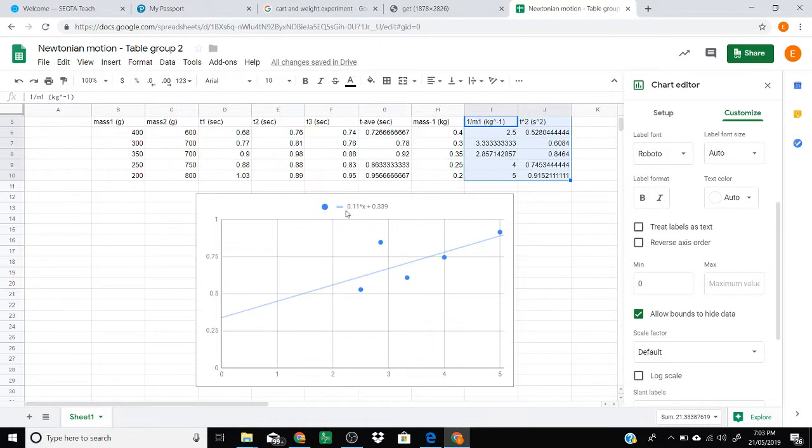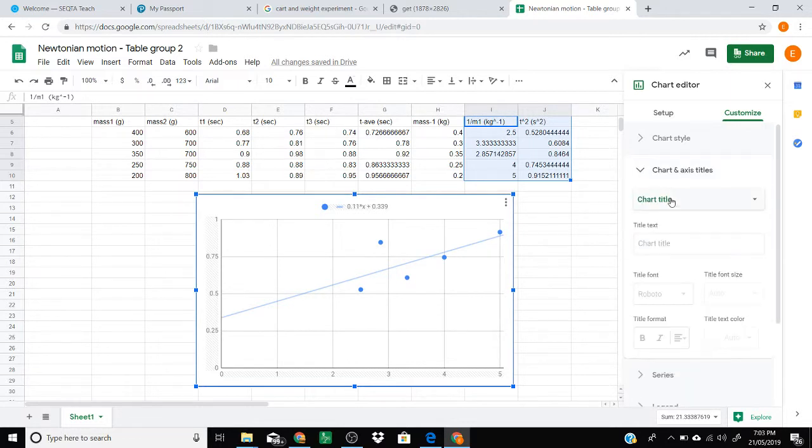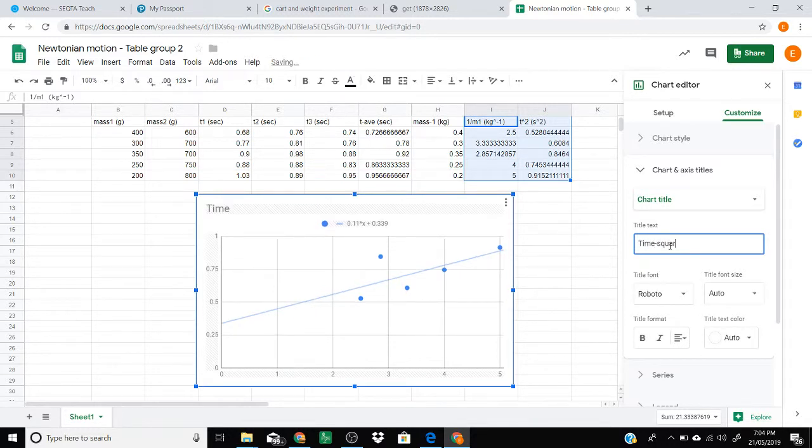And there's a number of reasons for that. We'll go through them later on. Okay, so other than that, let's put some things in here. The chart title is going to be time squared versus inverse mass. I should say inverse hanging mass.